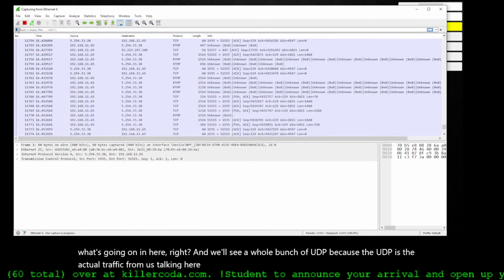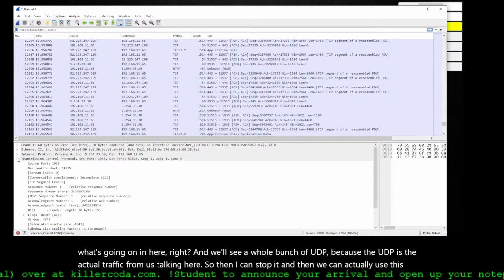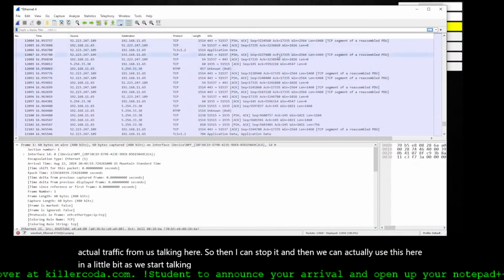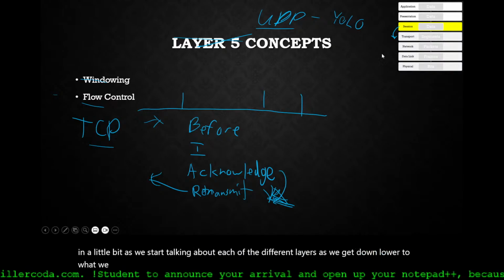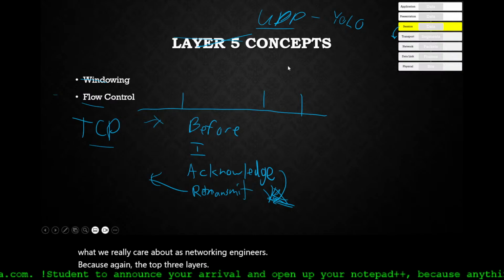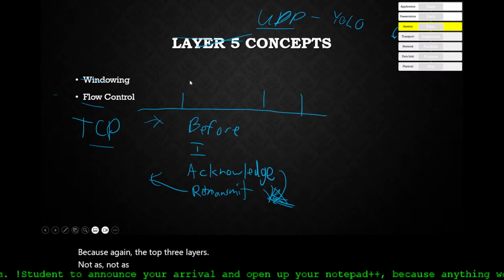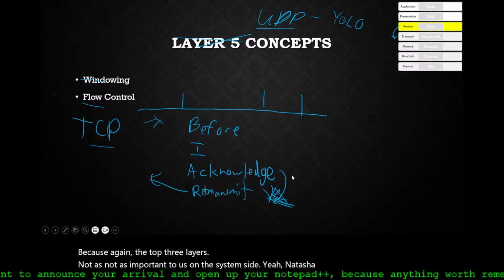So then I can stop it, and then we can actually use this here in a little bit as we start talking about each of the different layers, as we get down lower to what we really care about as networking engineers. Because again, the top 3 layers are not as important to us on the system side.